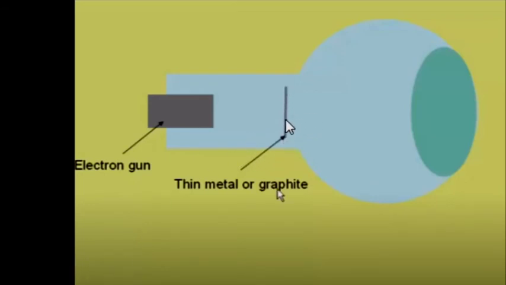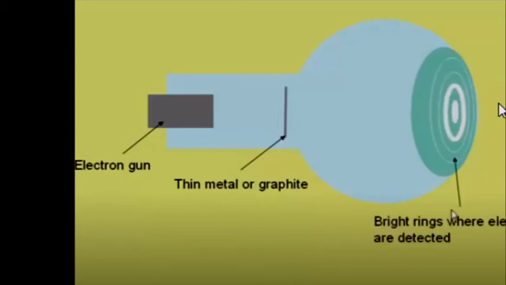So the graphite is placed there. It's used as the diffraction grating. The electrons pass through there, and then we're going to get a diffraction pattern of the electrons. You could also use a thin metal to do that. So this is the diffraction pattern that is observed on the screen. It's going to be bright rings where electrons are detected. So that's what you're going to get there on the screen. That's evidence that electrons can be diffracted.